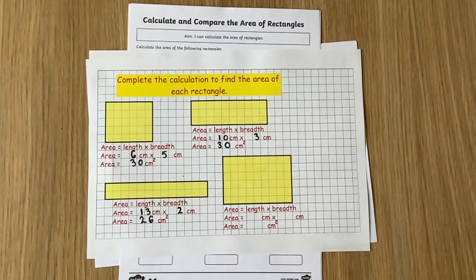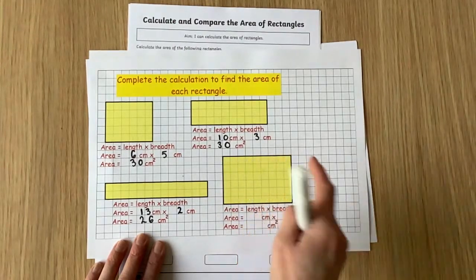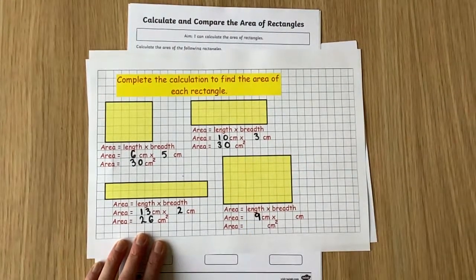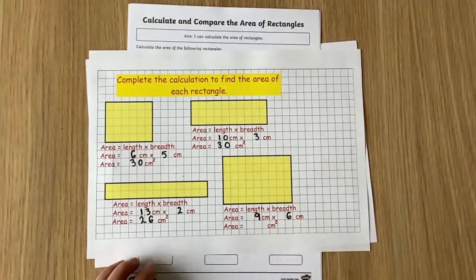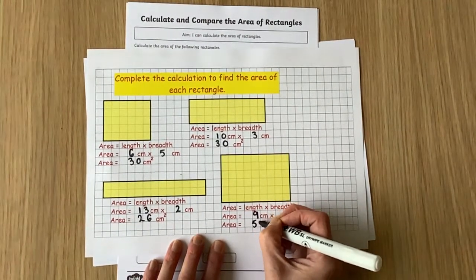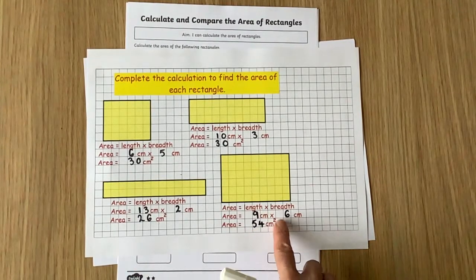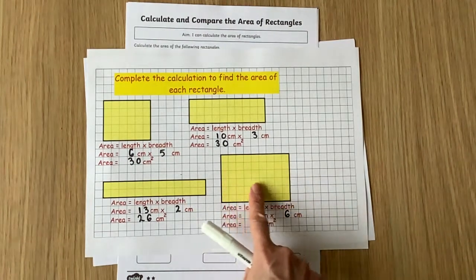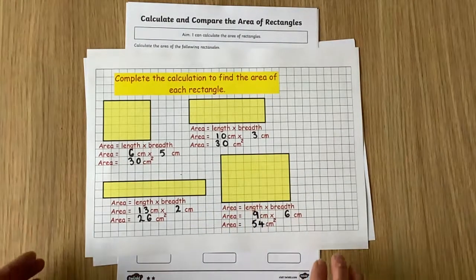Let's work out the area of the last one. So length times breadth. 1, 2, 3, 4, 5, 6, 7, 8, 9 going across. How many going down? 1, 2, 3, 4, 5, 6 going down. So what is 9 times 6? 9 times 6 is, yep, 54. So the area of the final rectangle is going to be 54 centimetres squared. Remember, area is all about the amount of surface. It's about the inside of the shape. So how many squares are inside it?